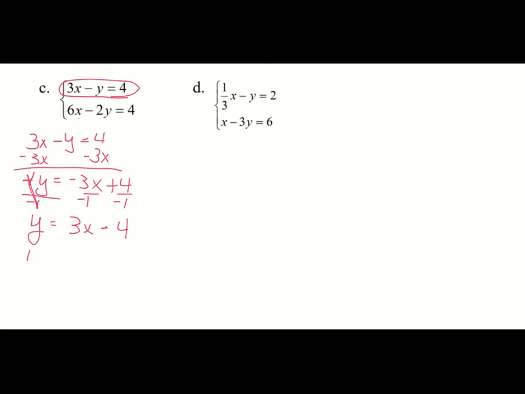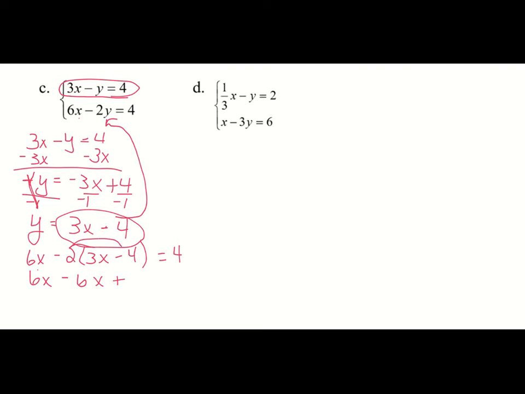So we're going to do 6x minus 2 times, and instead of y, again, we're going to plug in the 3x minus 4, and it will be equal to 4. So we have 6x minus 6x plus 8 equals 4. So now when I go to solve this, 6x minus 6x, that equals 0. So my x's cancel out, and I'm left with 8 equals 4.